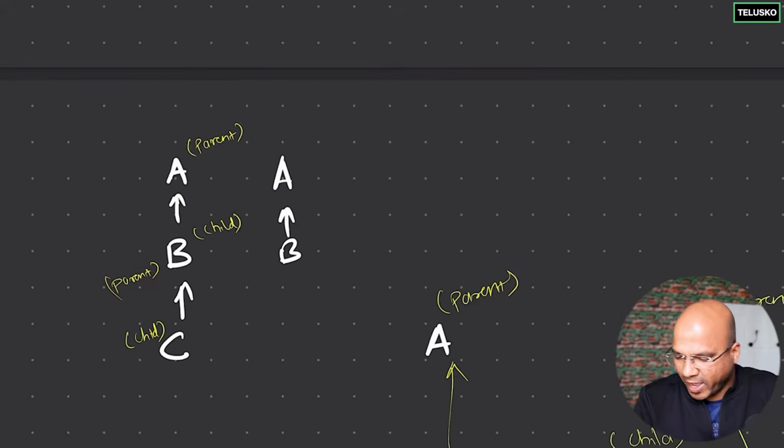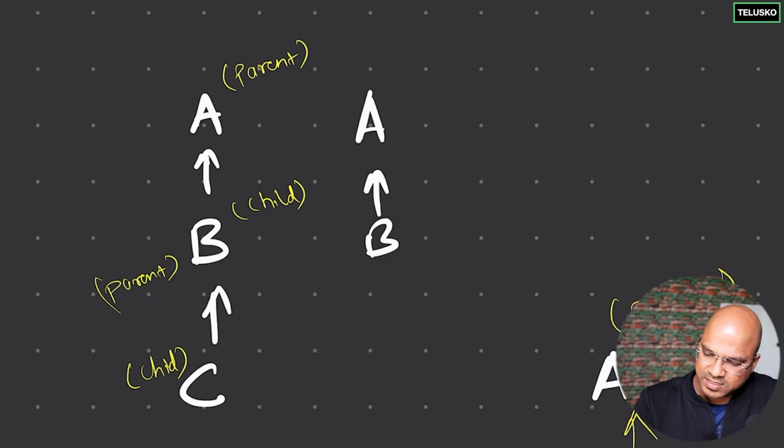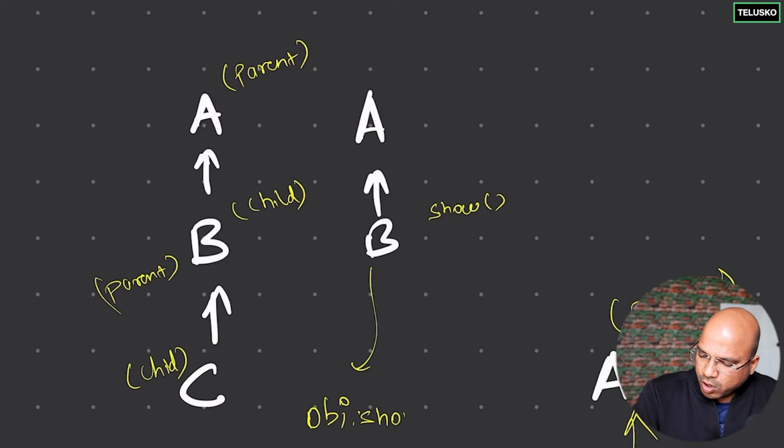Now let's say if you go back to this particular example here, let's say you create an object of B. In this scenario, if you create an object of B, let's say obj. Now obj can call all the methods of B and A both. So let's say in B, we have a method called show. And then from obj, you're trying to call show. Will this work? Yes, this will work.